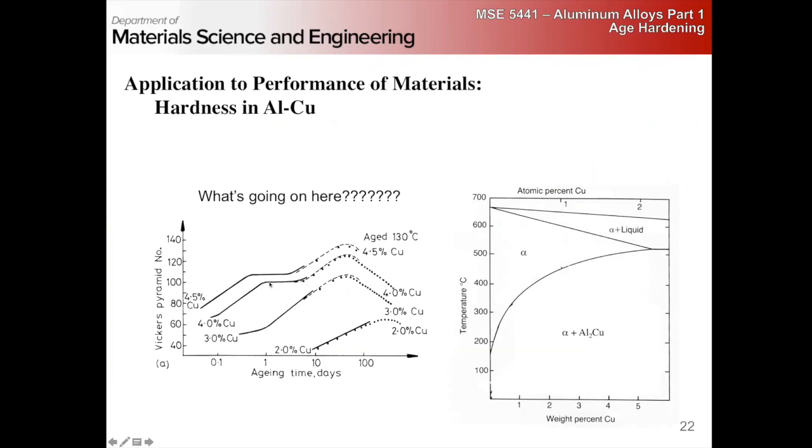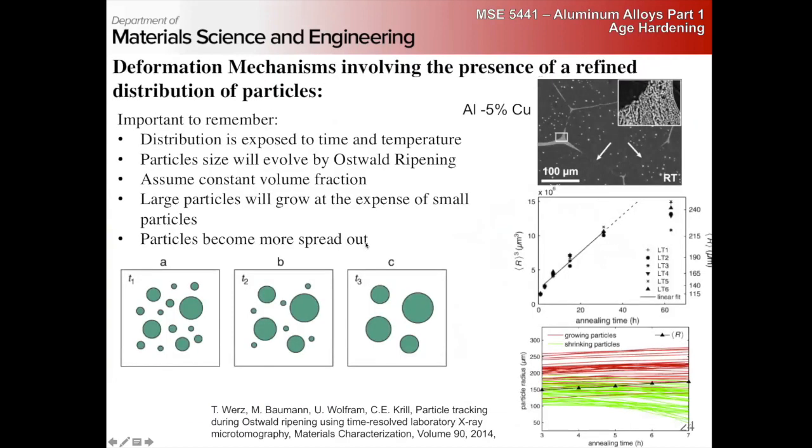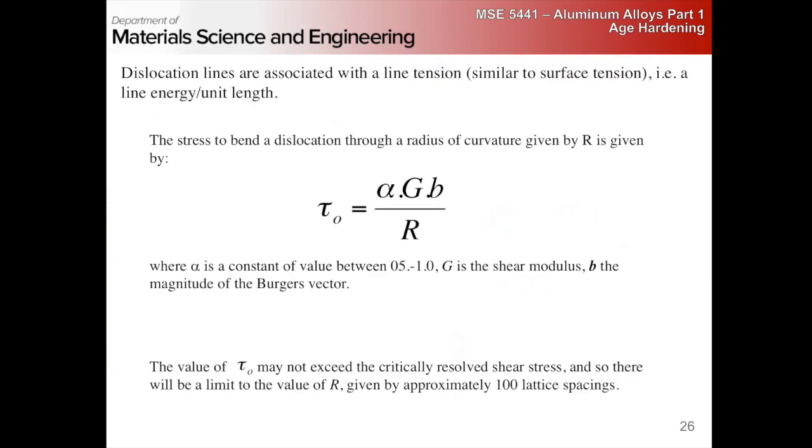In this part, our structure isn't static, but our strengthening is saturated. We're still evolving. I'll explain that a little bit later on. Okay? This is just the definition of Ostwald ripening.